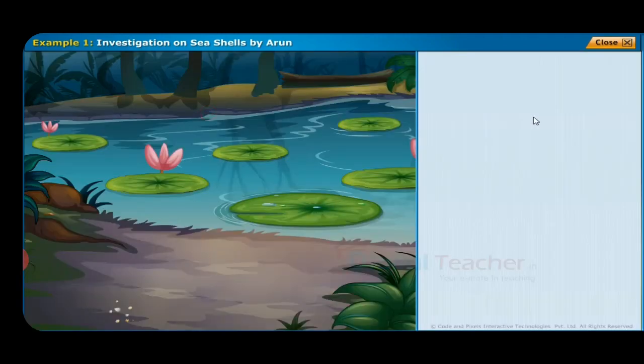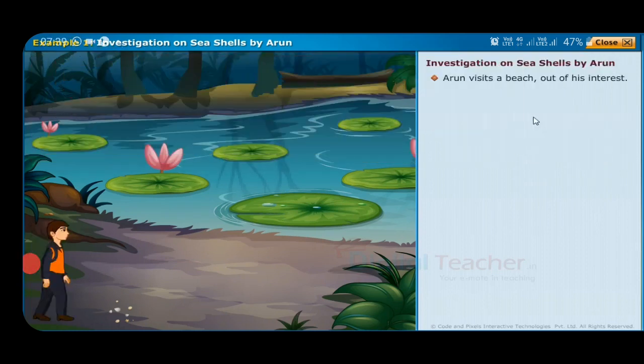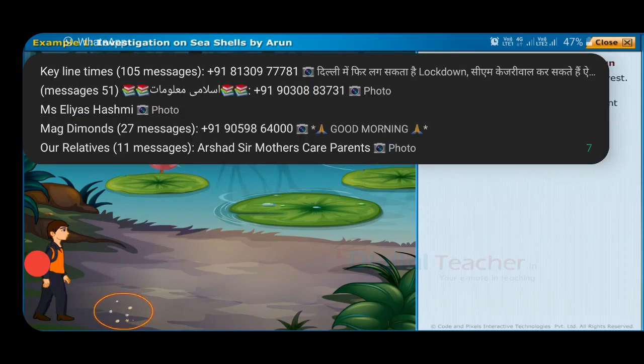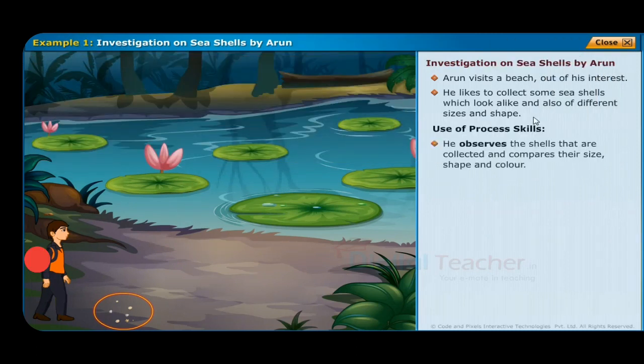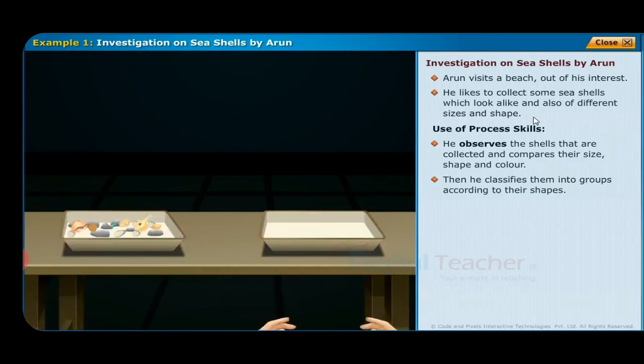Example 1. Investigation on seashells by Arun. Arun visits a beach out of his interest. He likes to collect some seashells which look alike and also of different sizes and shape. Use of process skills. He observes the shells that are collected and compares their size, shape, and color. Then he classifies them into groups according to their shapes.